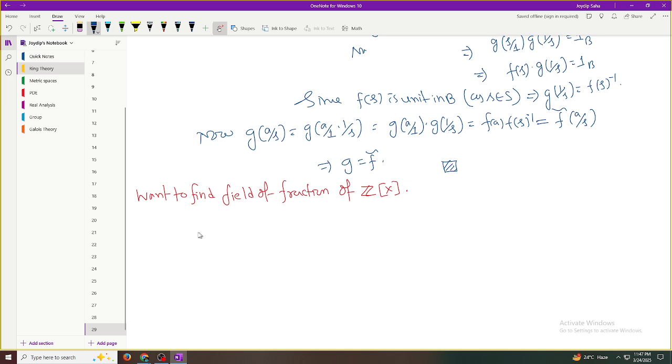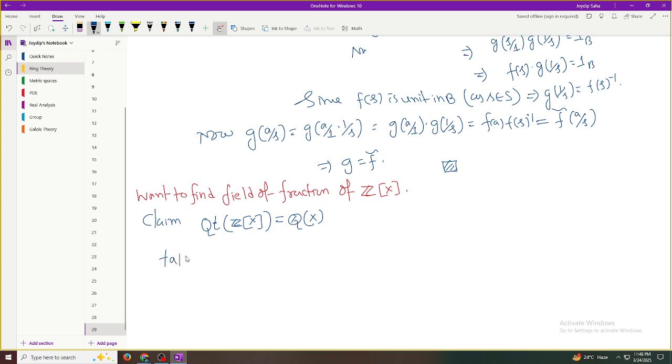Let me write the notation this way: the quotient field of Z[x], that is rational Q. This is not rational Q, this is only Q. The quotient field of Z[x] equals Q(x). This is my claim. Okay, so how to prove?